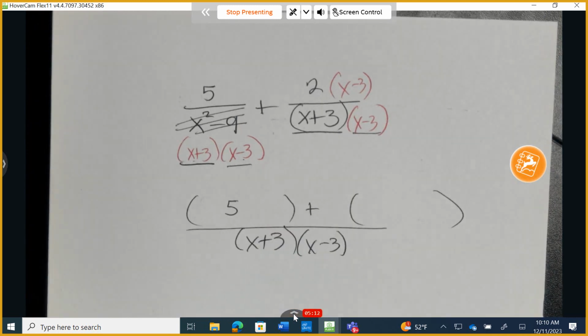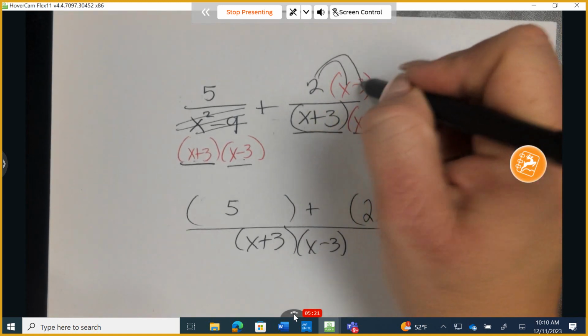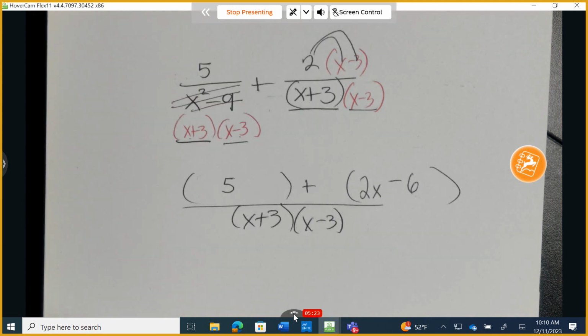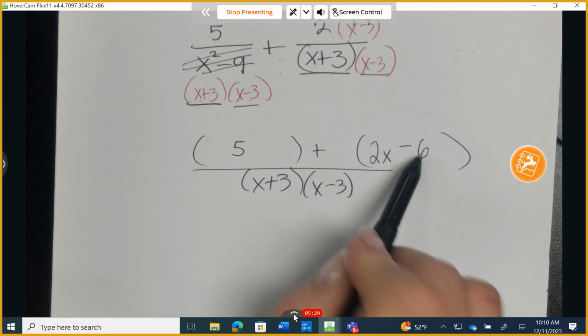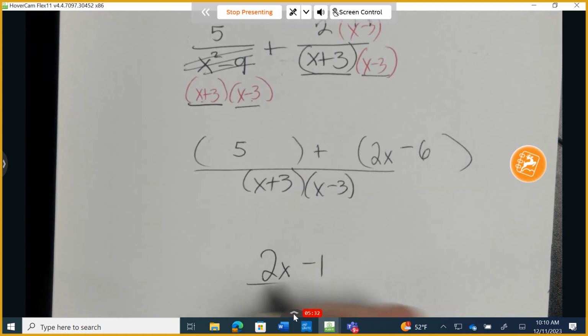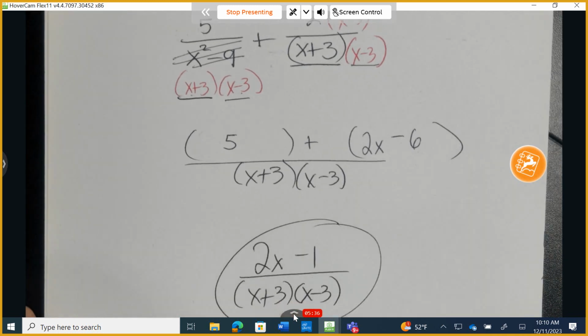There's a single lonely 5 on the left-hand side. And on the right-hand side, I'm going to do a little bit of work here. I'm going to first distribute the 2 to get 2x, and distribute the 2 again to get a negative 6. When I combine like terms, I have 5 plus 2x minus 6. Combining like terms, I end up with 2x over x plus 3 and x minus 3.